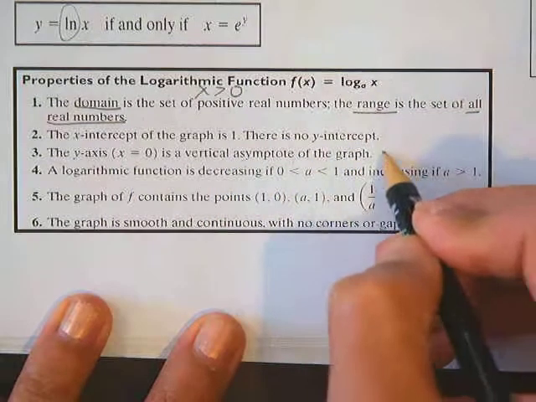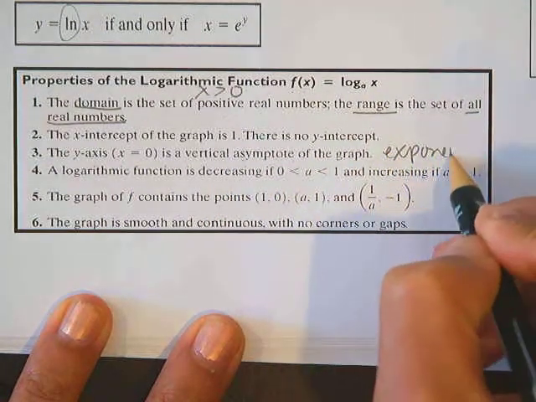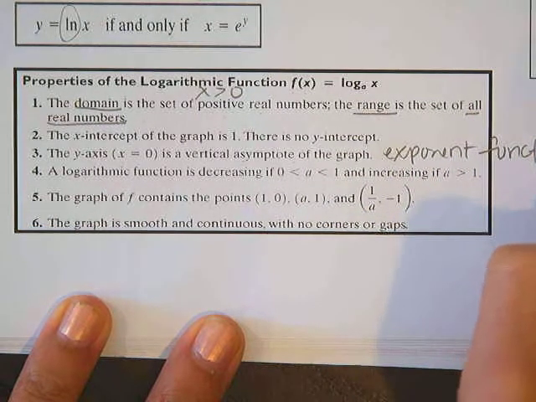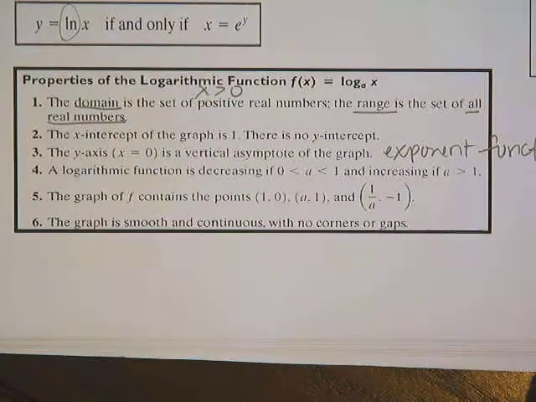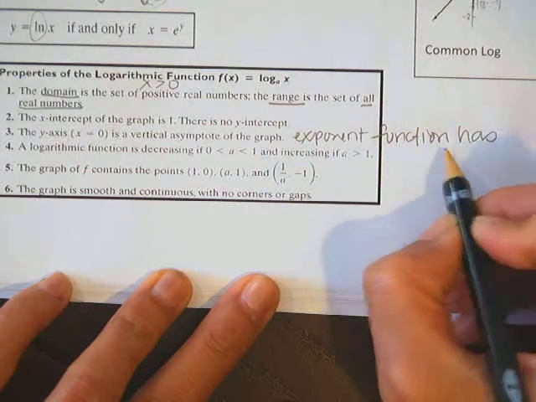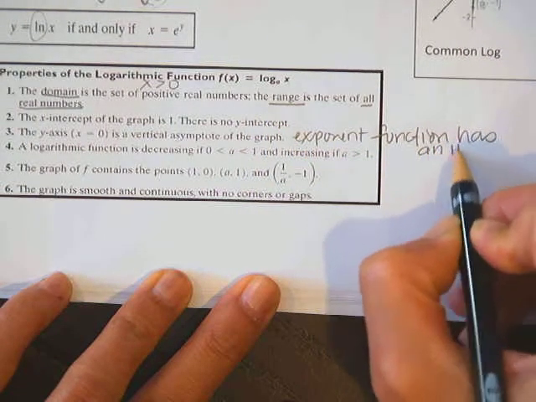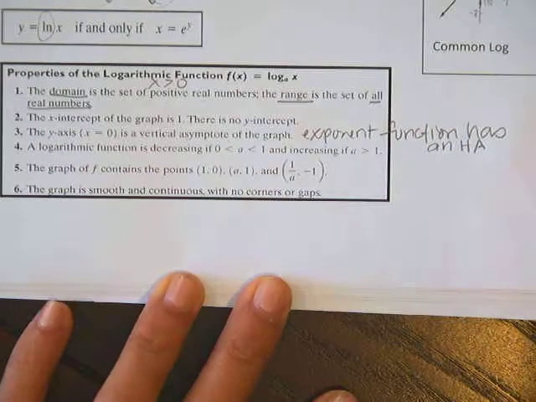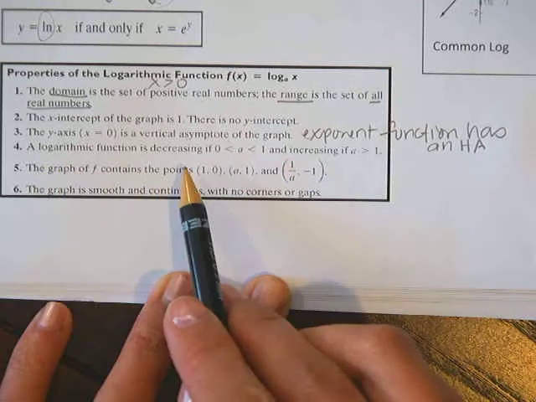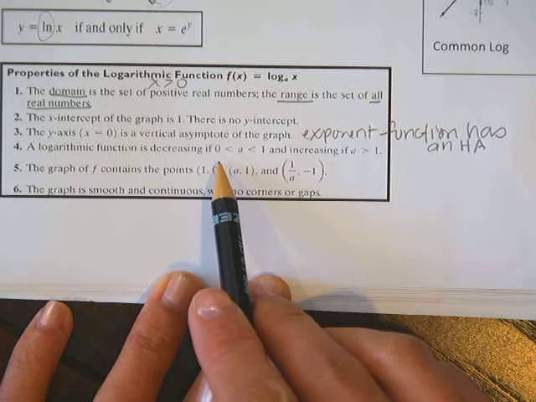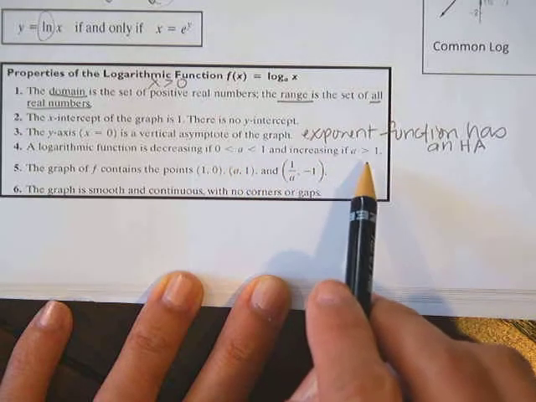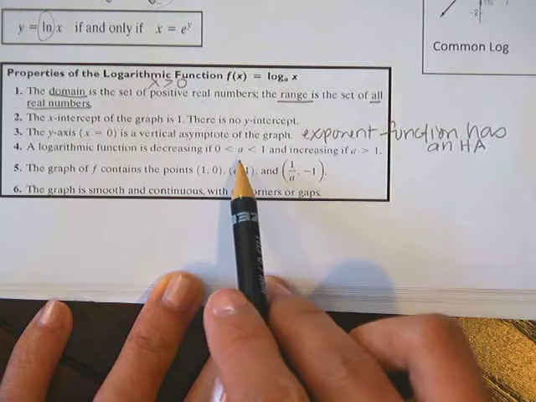That makes sense because the exponential function has a horizontal asymptote. You can't really see that, so let me zoom out. A logarithmic function is decreasing if a is between 0 and 1, and increasing if a is greater than 1. This is still the same as an exponential function.